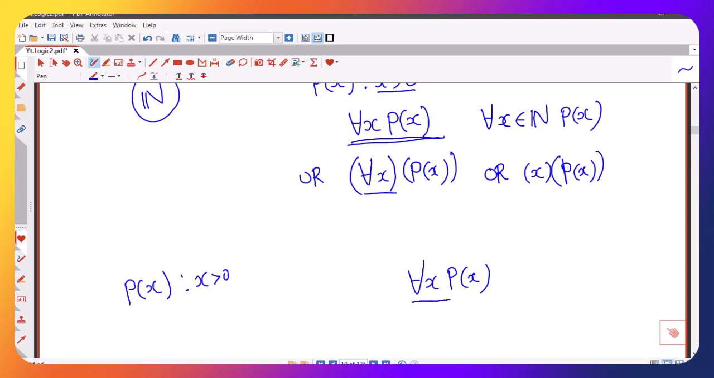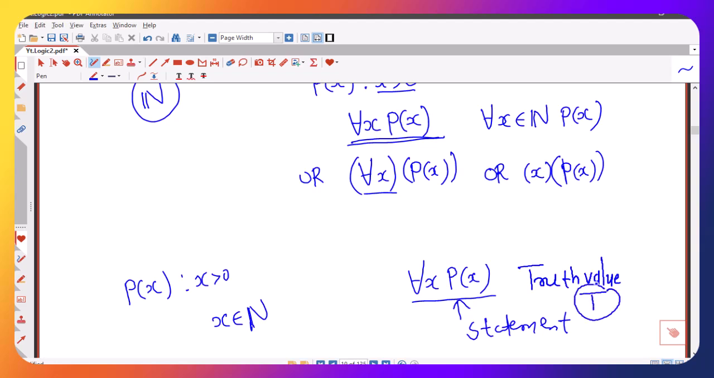then this is not a statement function now. It is a statement, because if we consider the universe of discourse or domain as the set of natural numbers, then this always has truth value capital T. It is always true for every x in the set of natural numbers. So this becomes a statement when we quantify this statement function.